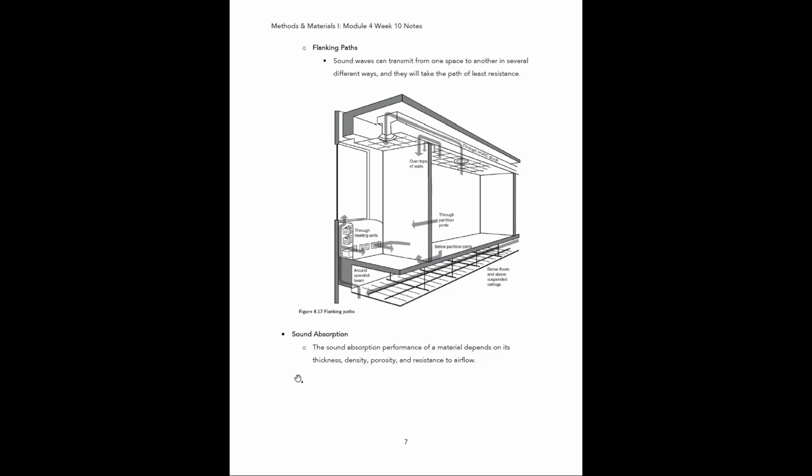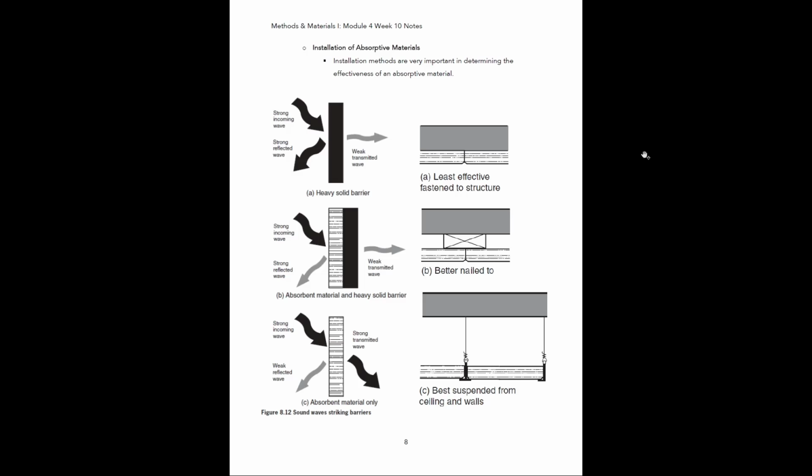Sound absorption. The sound absorption performance of a material is going to depend on its thickness, its density, porosity, and its resistance to airflow. Installation methods are very important in determining the effectiveness of an absorptive material. All right, so we have a few diagrams here that were from the textbook.